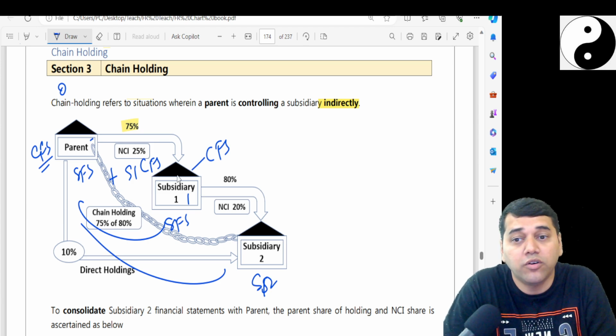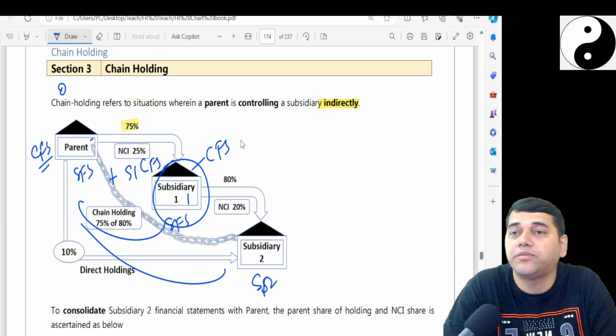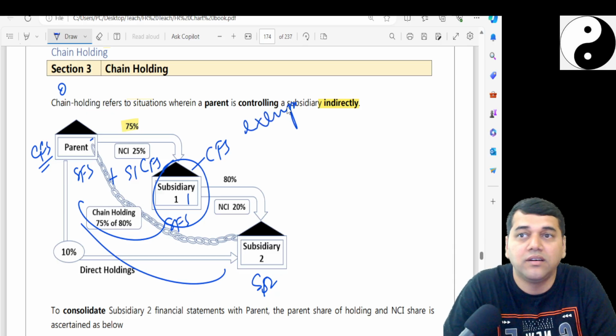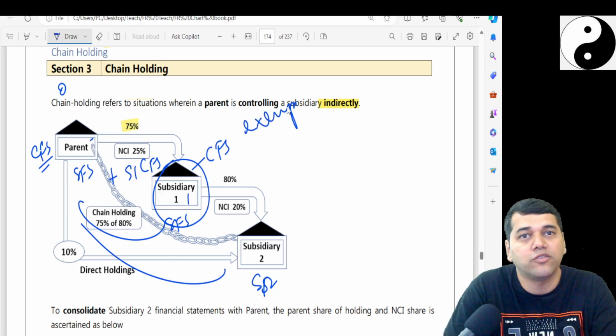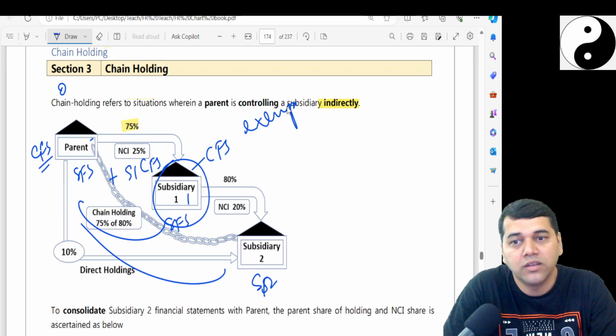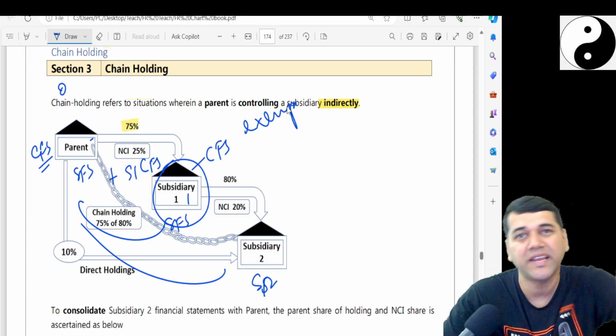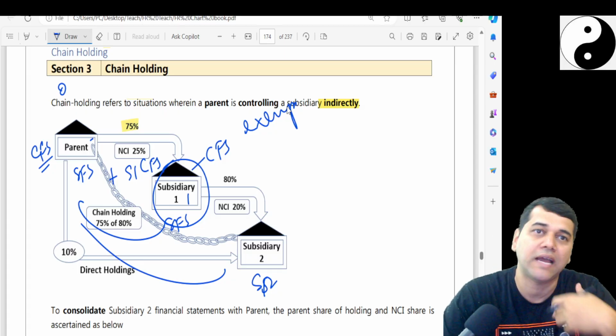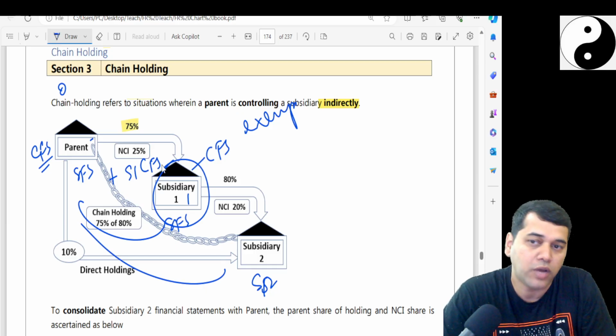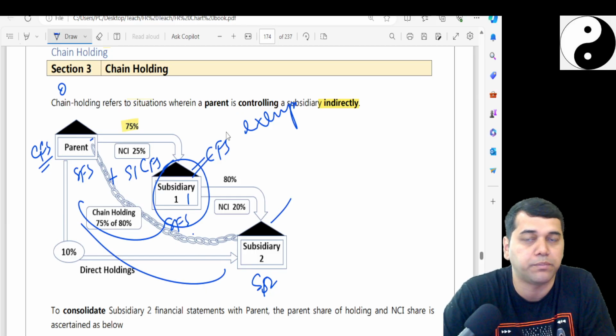Why? Because generally the intermediary subsidiary would have been exempted. It's an effort, no, unnecessarily preparing consolidation for whose sake. That's why intermediate parents generally don't prepare the CFS. They would have been exempted. The parent would have told, don't prepare, I will prepare at the end. So you have to take SFS of those two people.